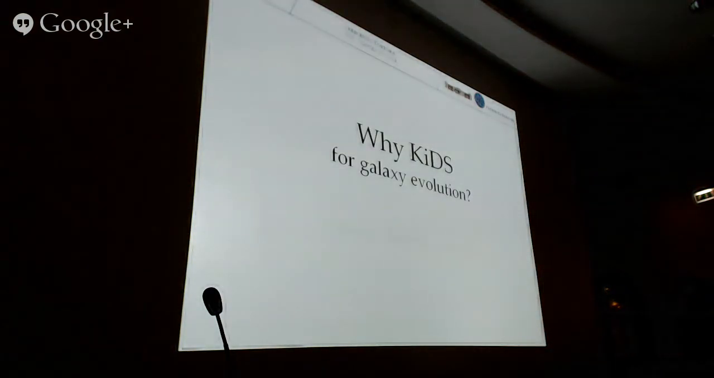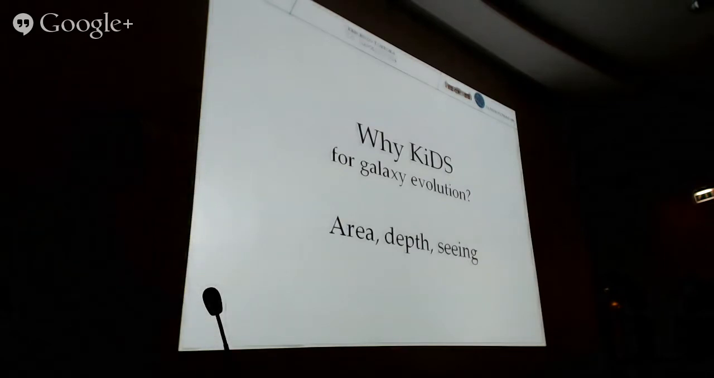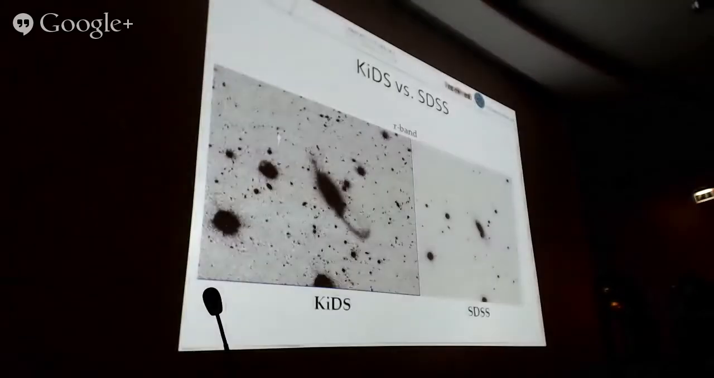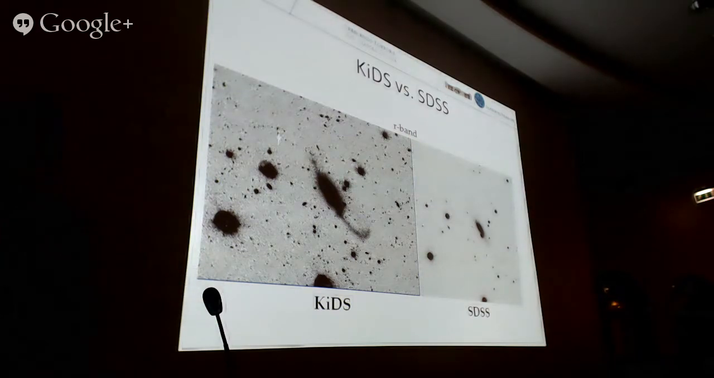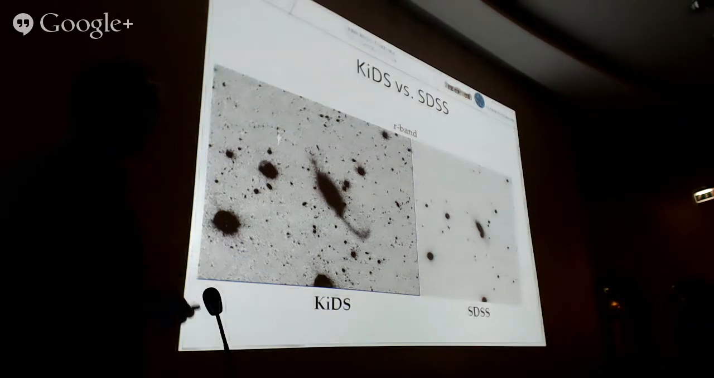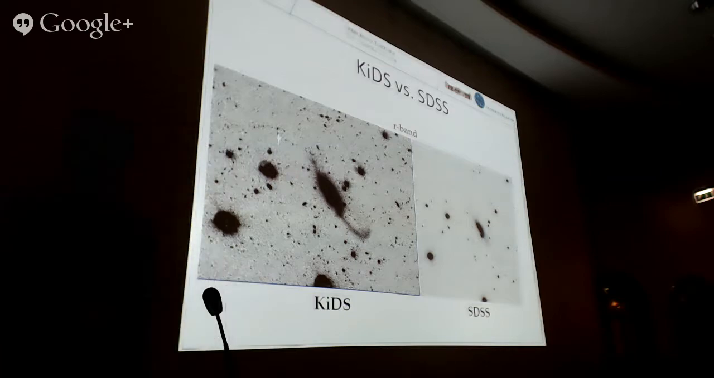Why KiDS for galaxy evolution? Of course, for its properties: the area covered, the depth, and the seeing. But we can see by these images why KiDS. Here I compare our r-band image for an example galaxy, on the left, versus SDSS on the right, which is of course one of the most important modern surveys, probably the most important in the optical regime. You notice of course the larger fraction of sources detected, and also the quality of the structure.